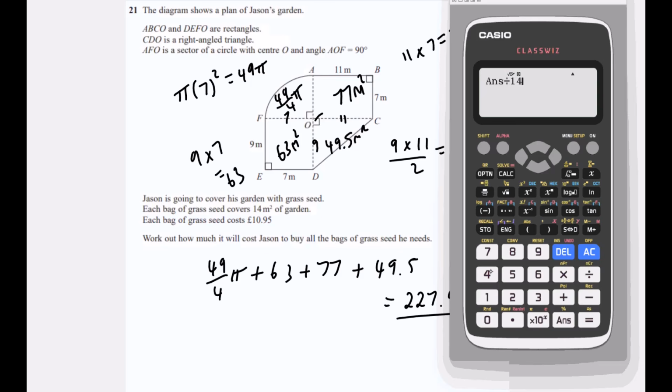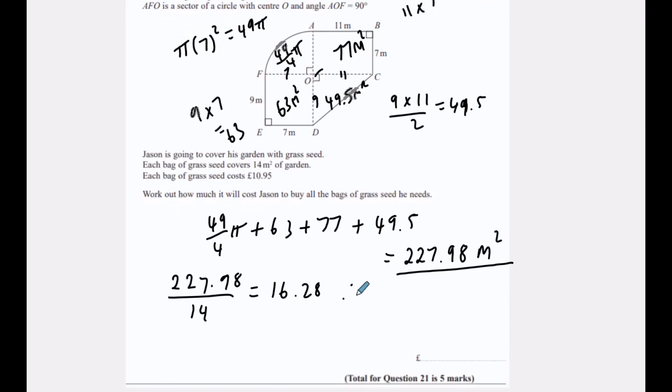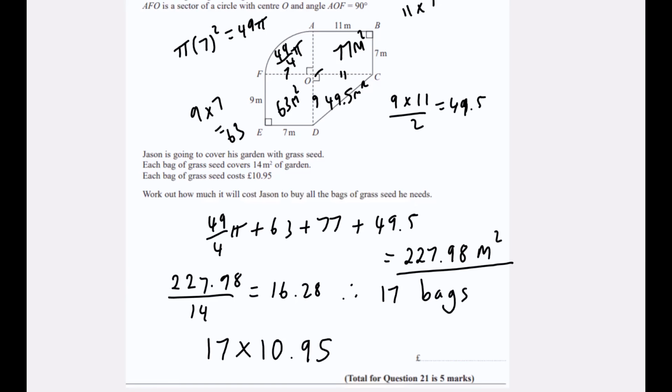Let's divide that by 14. We're going to need 16.28 bags, but we can't buy 16.28 bags. So we're going to have to buy 17 bags to cover the whole garden. Each bag costs £10.95. So 17 bags, £10.95 each, is £186.15.